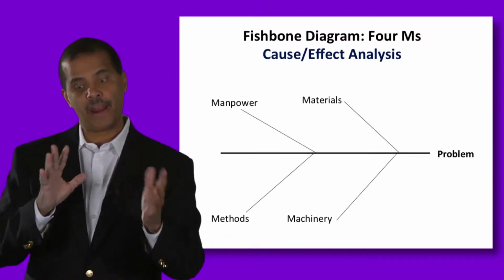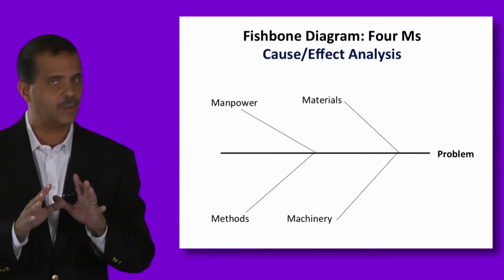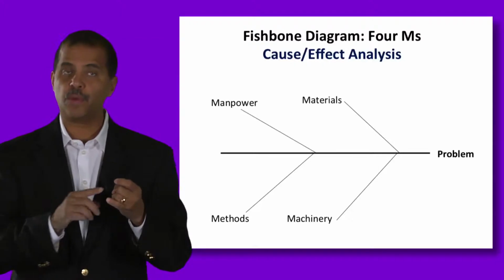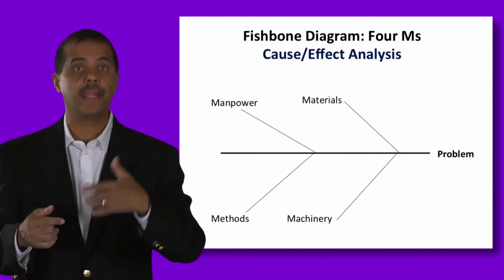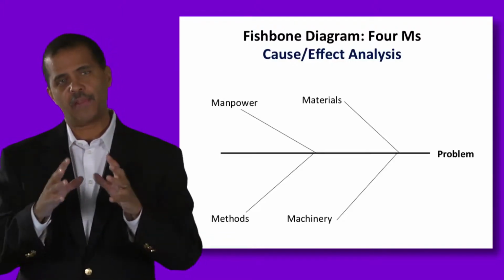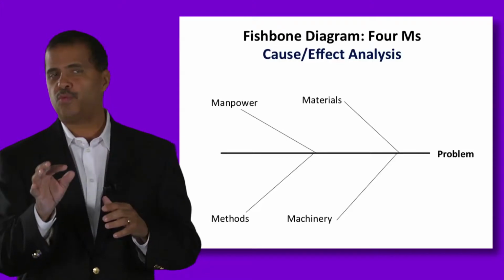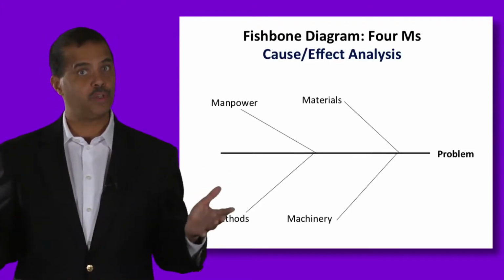Let's take a look at another model, which is the 4 M's, not the 4 P's. Again, you still have the problem. We want to look at manpower, or person power, if you will, materials, methods, and machinery. So this is another way that you can look at it. If you really want to be very diligent and deliberate and robust, you would do both.